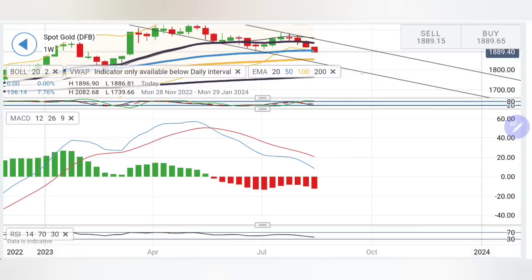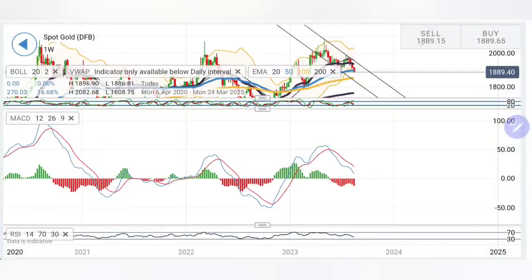It has come back to the oversold zone. The MACD stayed bearish. It is divergent. It is bearish. It is looking downwards. If you look at MACD, drop here, retracement.